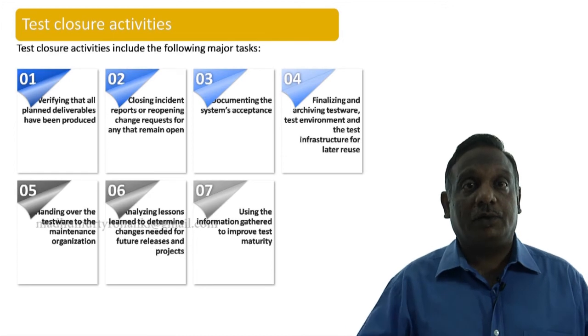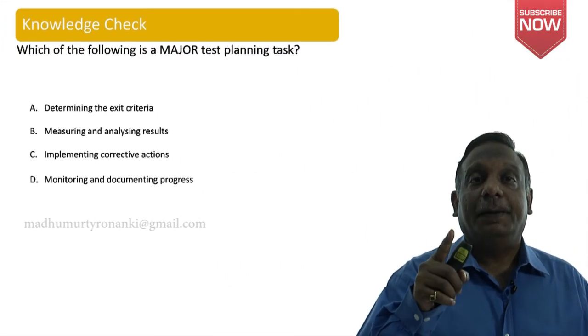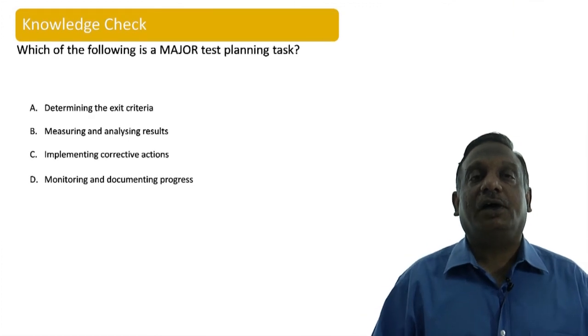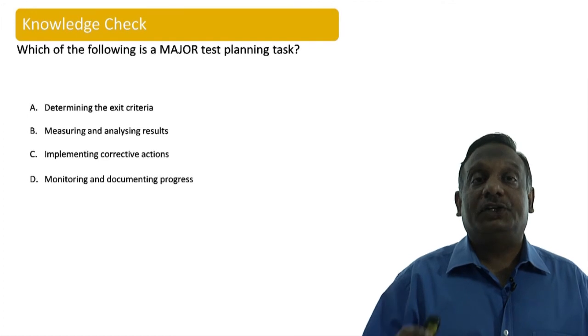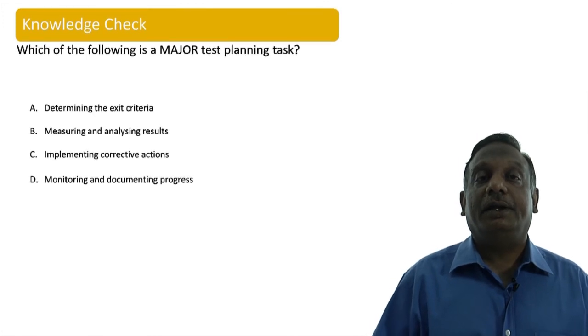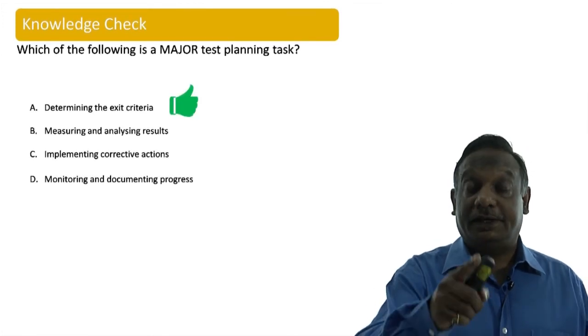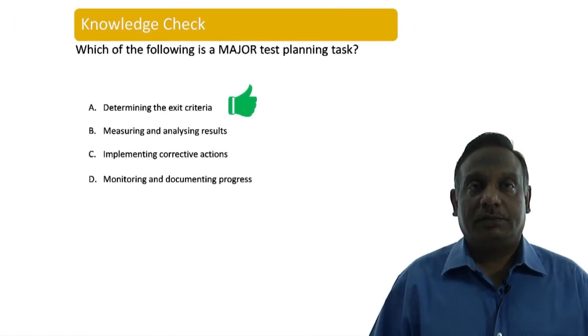So before we conclude, let us do a knowledge check. Which of the following is a major test planning task? Determining the exit criteria, measuring and analyzing results, implementing corrective actions, monitoring and documenting progress. The answer is determining the exit criteria. Let us do one more question.